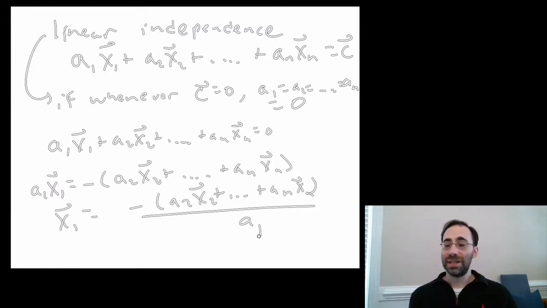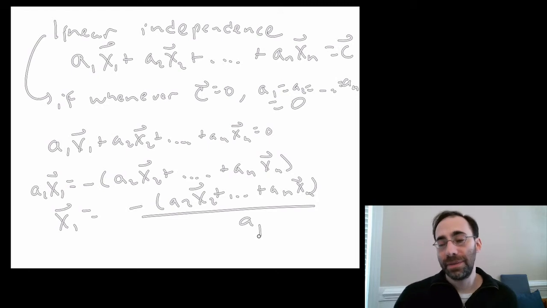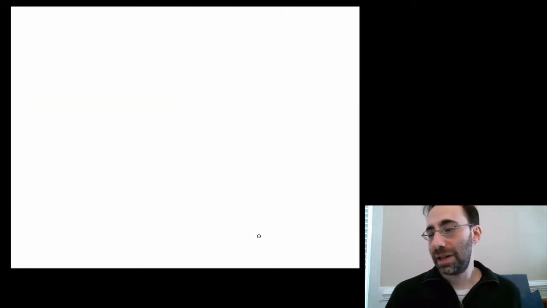So another way of saying this is that a set of vectors is linearly independent if I cannot obtain any other vectors from a linear combination of the remaining vectors. So if I cannot choose a single vector and then get that vector with a linear combination of other vectors. So in practice, let's see how that works.